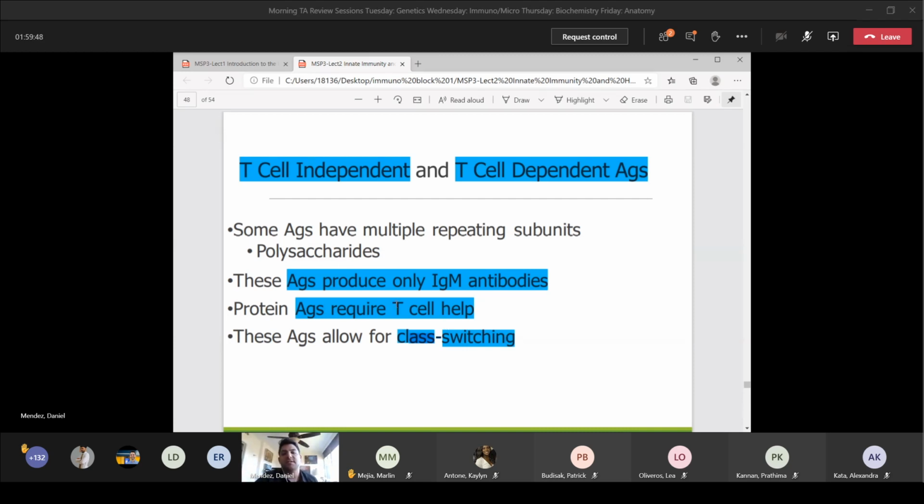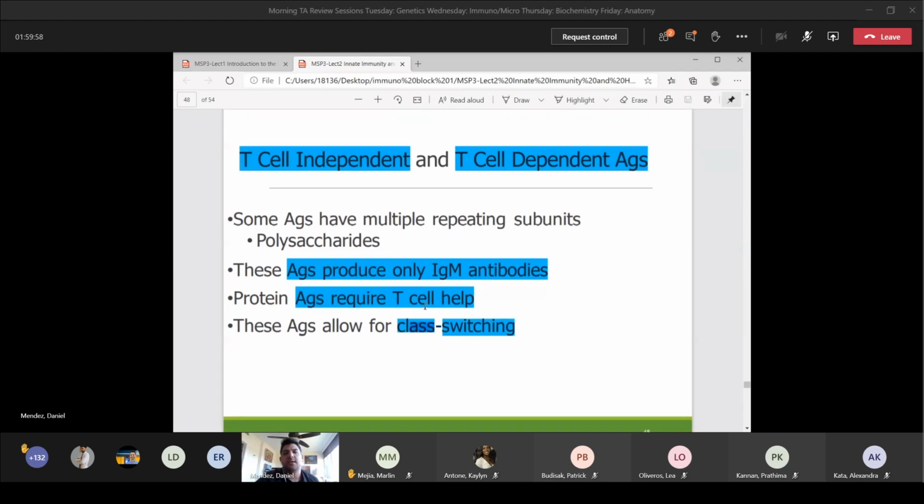That requires T cells. Now this slide will go into this way more in another lecture. They're going to have an entire lecture pretty much on T cell independent and dependent. But it's good to know that T cells are required for class switching. So to be able to get different types of antibodies, we do need T cell help.